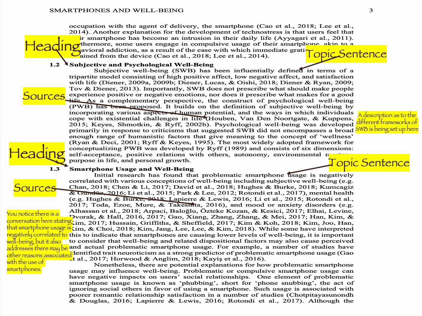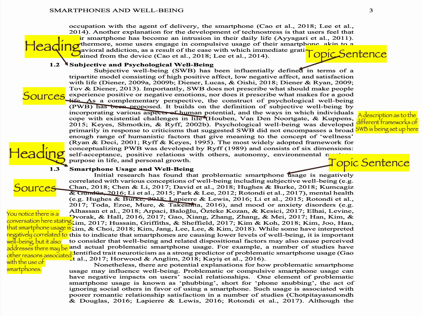so what is this paragraph emphasizing? Well, it's emphasizing the differences in several frameworks that are out there with regards to subjective and psychological well-being, right? So in essence, it's showing, look, here's a framework approach, right? The construct of psychological well-being builds on a definition of subjective well-being by incorporating various aspects of human potential and the ways in which individuals cope with existing challenges in life, right?